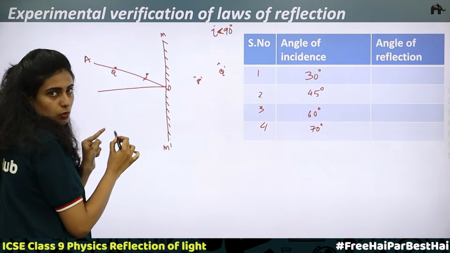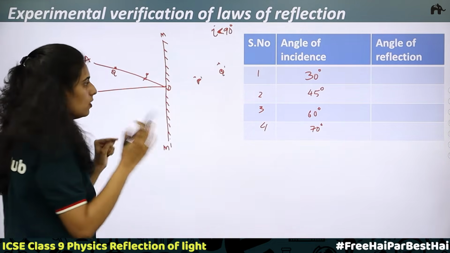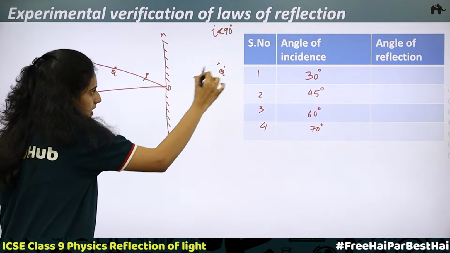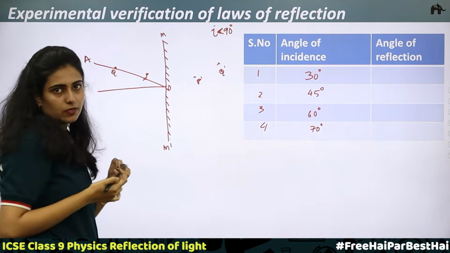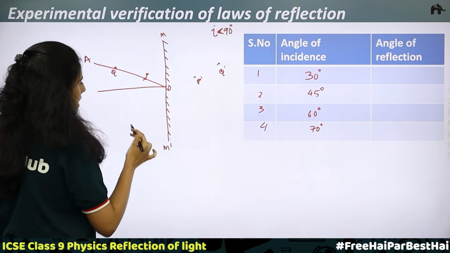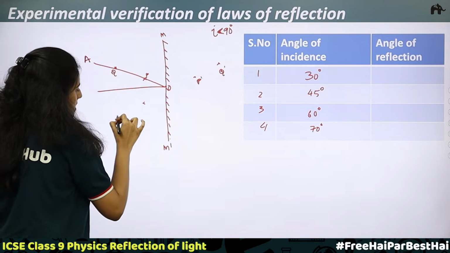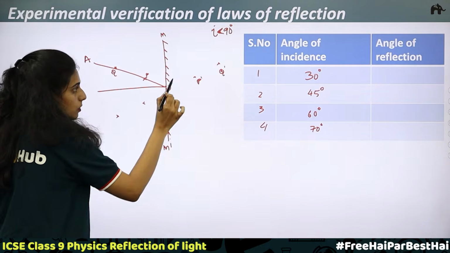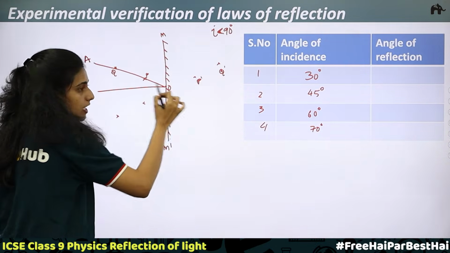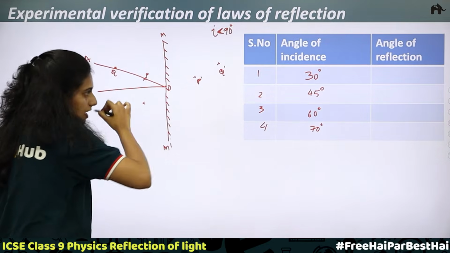Your eyes will be here, you will be looking at the images. So, approximately in the straight line, you will be able to see the image. Okay, so along the straight line, put another 2 pins, such that when you check, you will be able to see P dash, Q dash and O, all along the straight line.